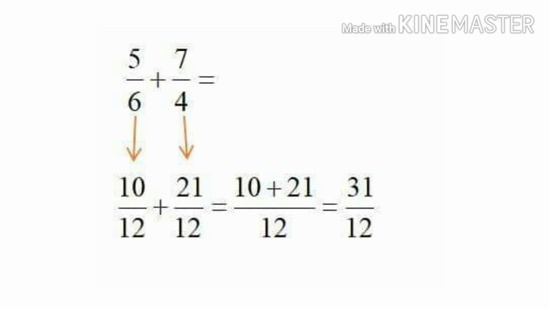But wait, would this be our final answer? No, you are right, because we are going to do step 4, which is to simplify. Now take note, our answer here is 31/12. So that means we have an improper fraction. Our numerator is greater or bigger than our denominator. And the only way to turn this one into simplified form is to turn this into a mixed form.